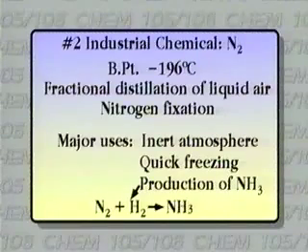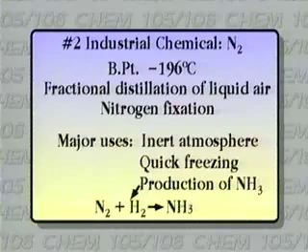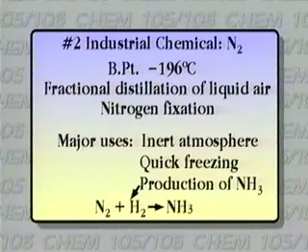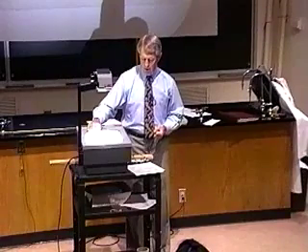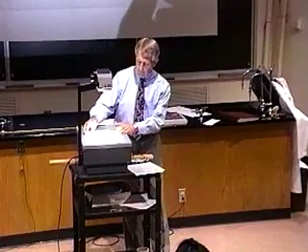And probably the most important use is in the production of ammonia through reacting with hydrogen. The hydrogen is obtained primarily from natural gas, CH4, and we get ammonia. And of course, ammonia is used to make ammonium and ammonium nitrate, so various types of fertilizer. And ammonia itself is used directly for that purpose.